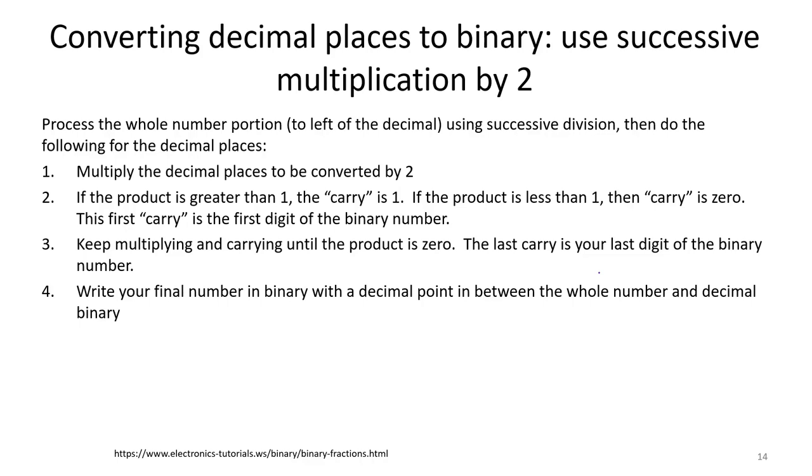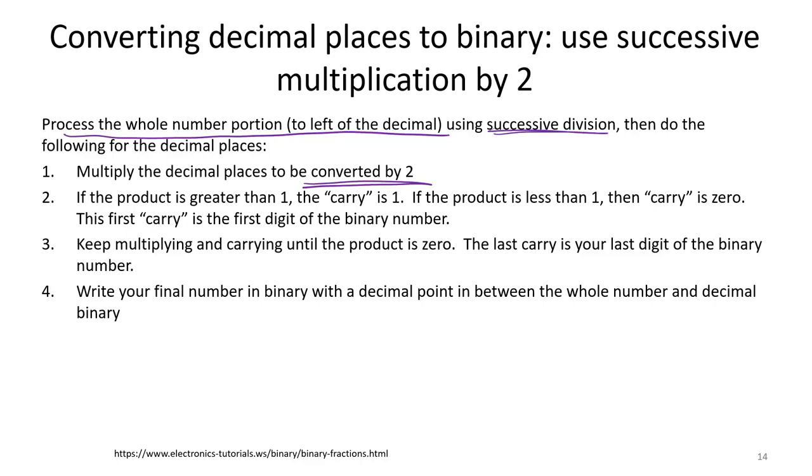So how do you handle decimals then? It turns out if you have a decimal number, the approach is very similar. What you do is you first process the whole number portion using that successive division we demonstrated. And then you use a slightly different approach for the decimal places. Instead of dividing the decimal places by 2, you multiply the decimal places to be converted by 2.